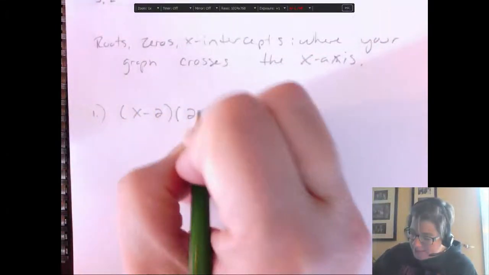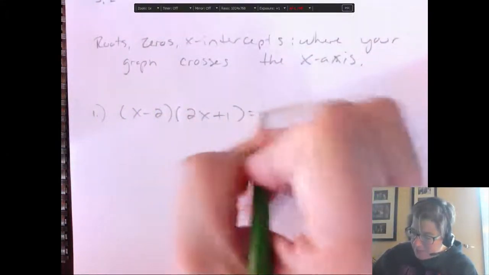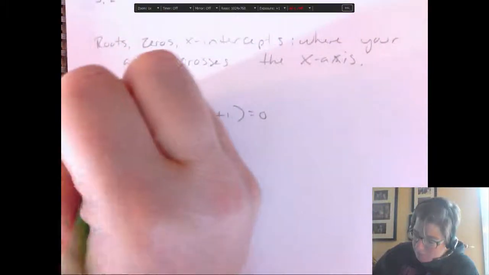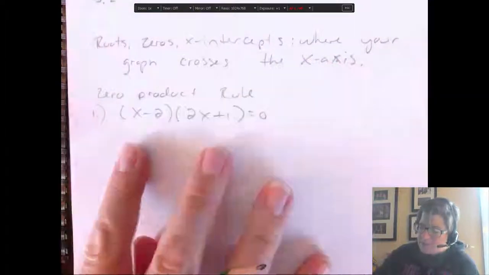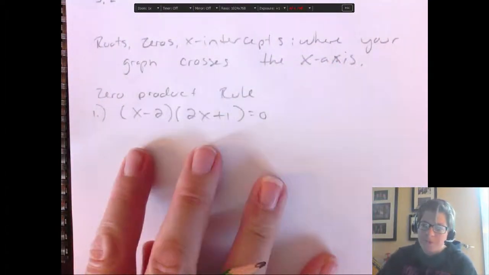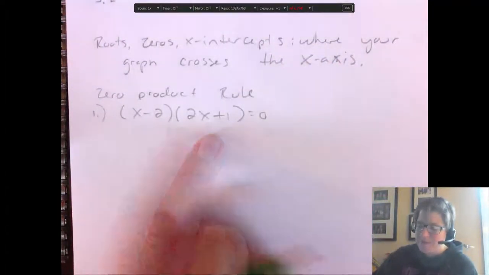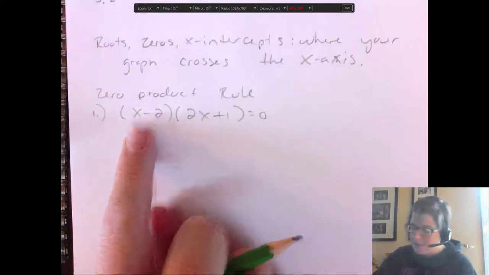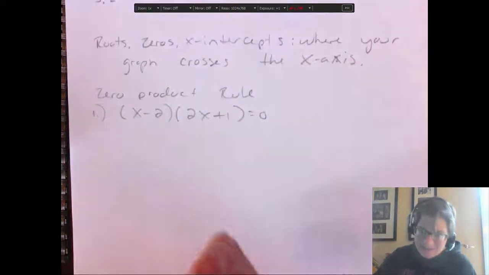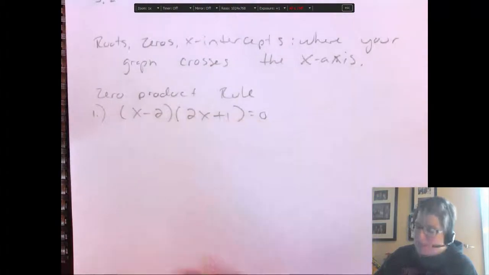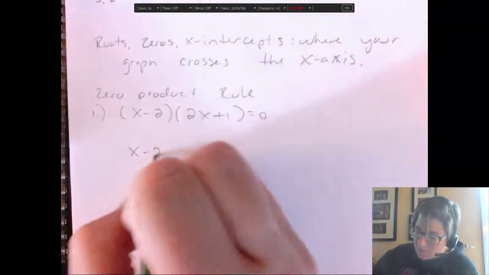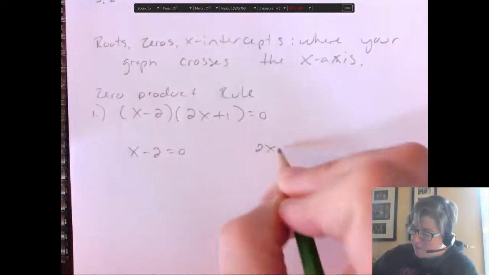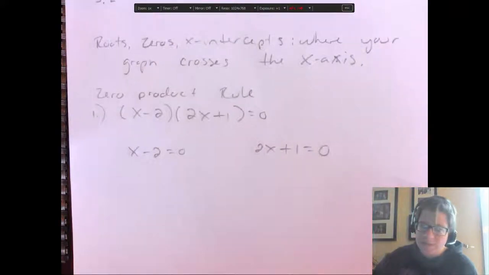I'm going to look at something that's already factored. And the zero product rule tells us if we factor something, we can find those zeros. See how it said equal to 0? Those x-intercepts, because that's where y is 0, or the roots, whatever they want to call them, is we set each factor equal to 0 and solve. And you'll do this a lot, I think, the next section as well.